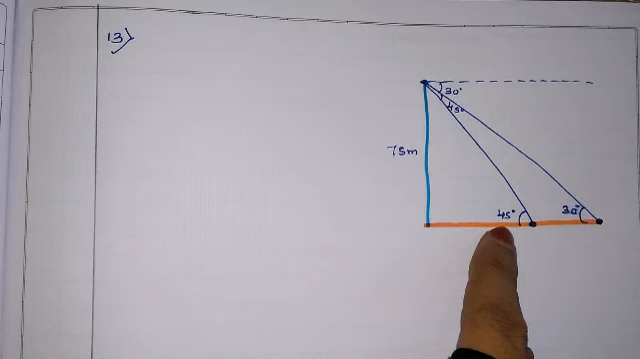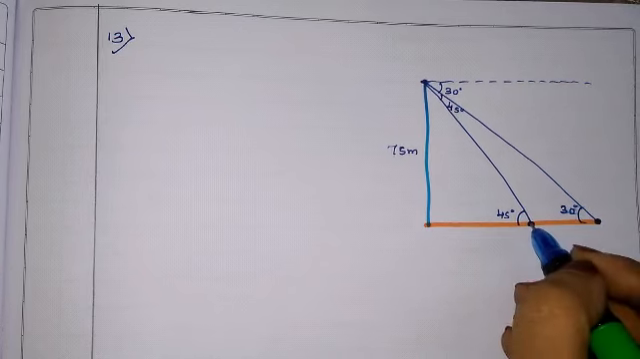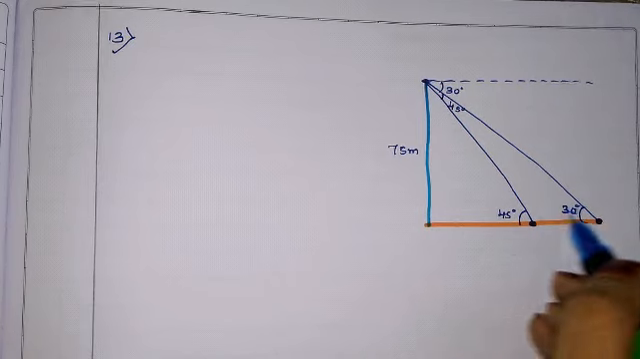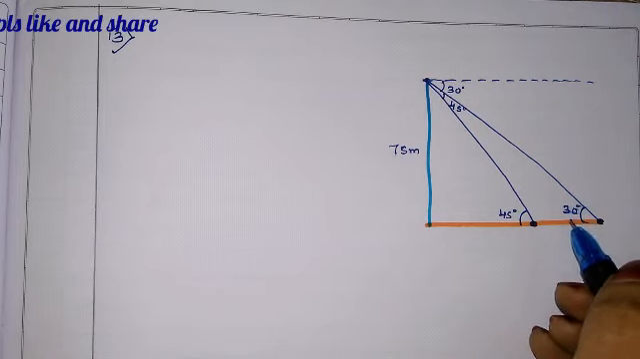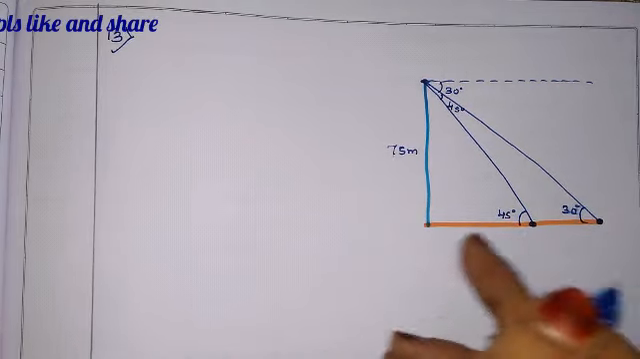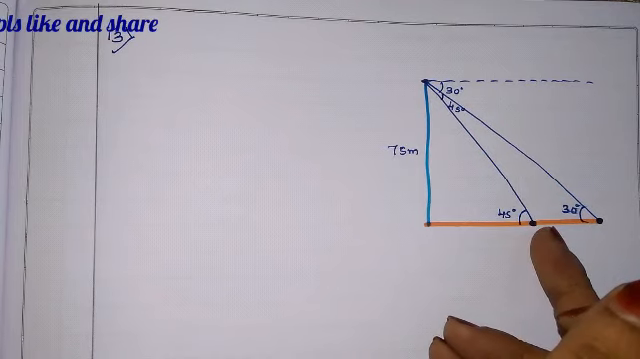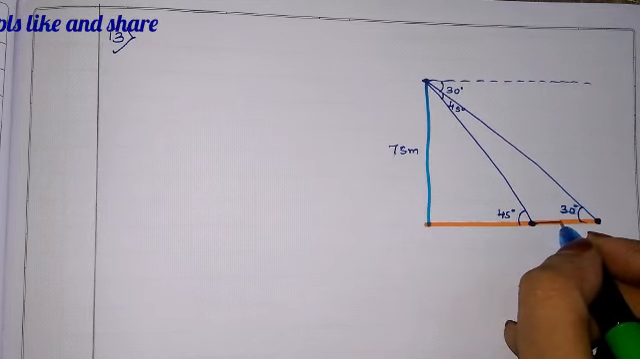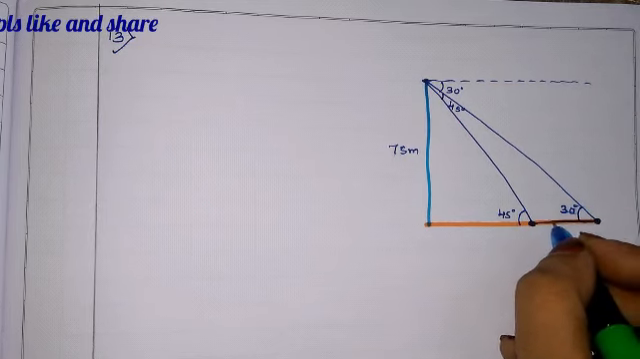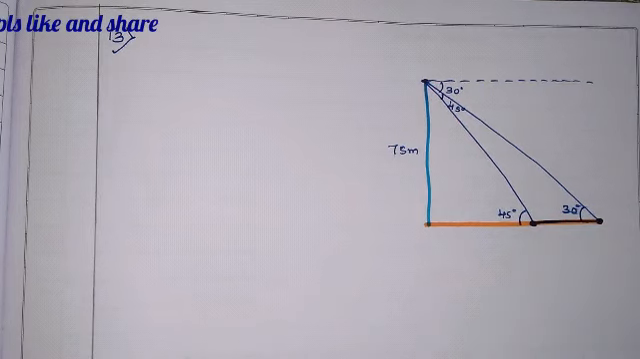One ship is exactly behind the other on the same side of the lighthouse. They have mentioned the same side of the lighthouse. If they would have mentioned the other side, then it will be here and here. So they have mentioned the same side. Find the distance between the ships. This distance we need to find.